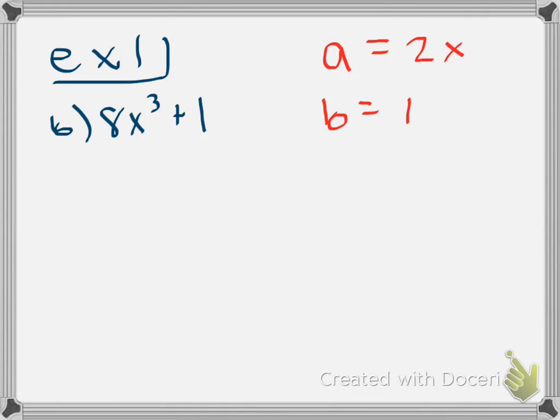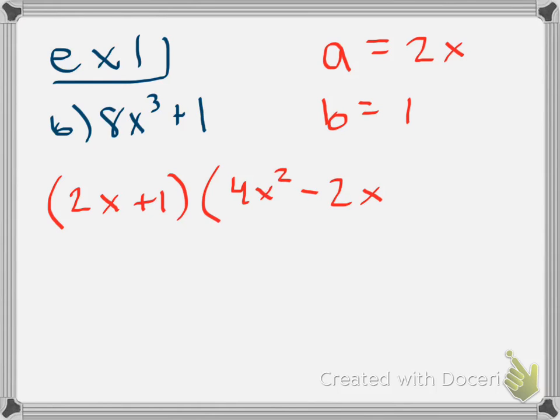Now it's just a matter of plugging into the formula. So the formula says a plus b, so 2x plus 1, times the quantity of a squared. So my a is 2x, so 2x squared will become 4x squared. 2x times 2x is 4x squared, minus a times b, so minus 2x, plus b squared, plus 1. Again, done, final answer. Hardest part is identifying the a and the b. So we will practice that again a little bit more in class.